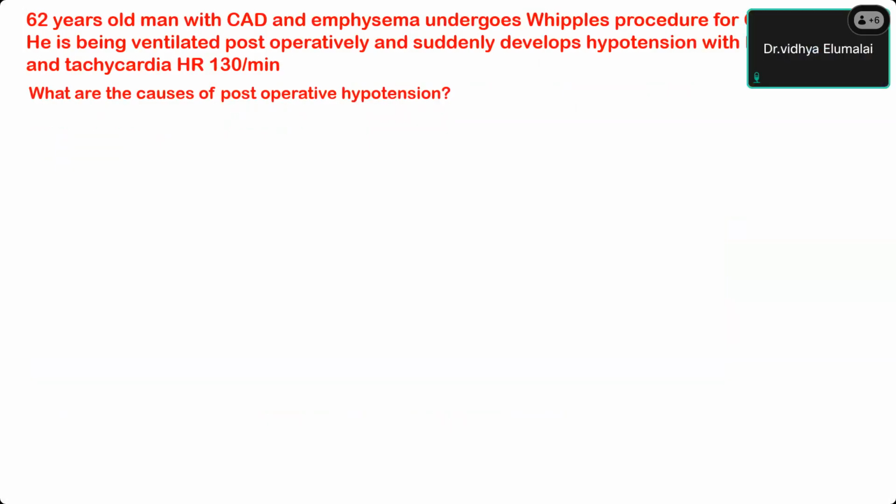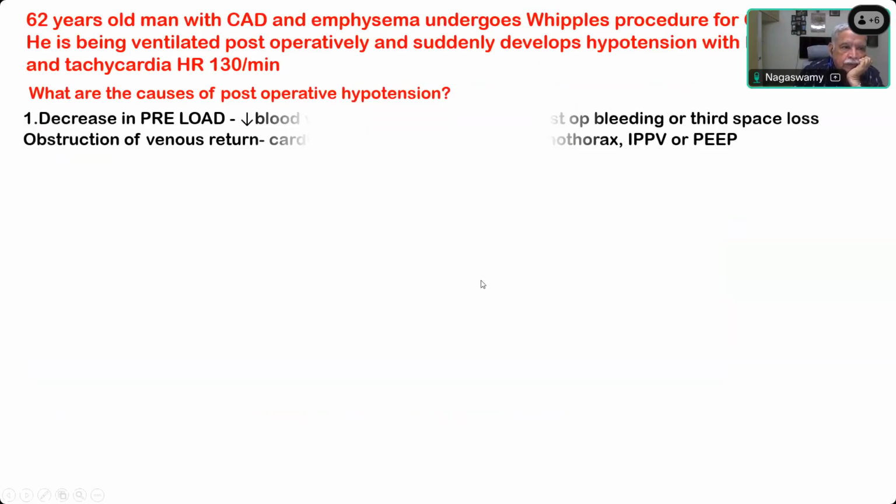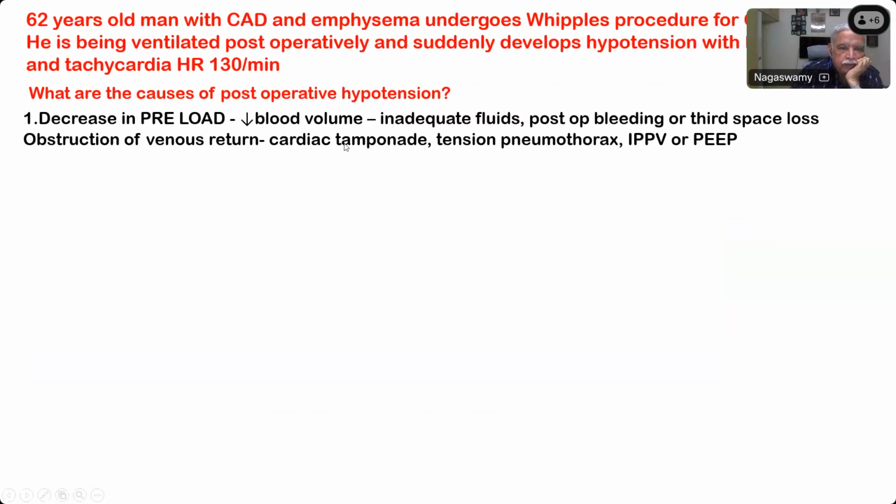So it is a major surgery, so secondary to cytokine storm, hypovolemia, blood loss. You must know how to classify the etiology of hypotension in the post-op period. And this patient has coronary artery disease, he has a lung disease, everything is present. So that also has to be taken into consideration. So decrease in preload, decrease in blood volume.